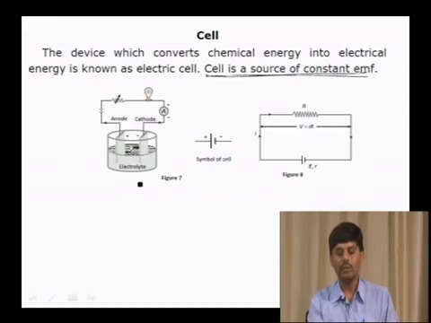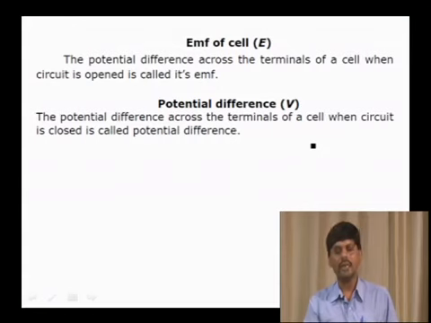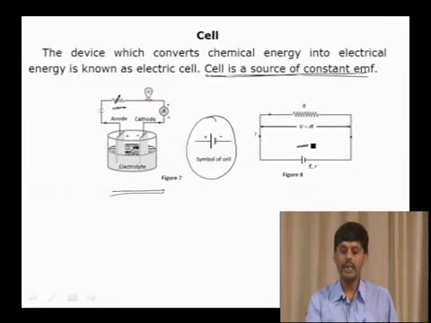Here I am going to give a picture of the symbol of the cell, which consists of electrodes. One is the positive electrode, the other is the negative electrode, which are connected to the external resistance R. This is the circuit symbol of the cell, and this is the diagram for derivation purposes. See here, what is an EMF? The potential difference across the terminals of the cell when the circuit is open. See, here we have a key. This is open.